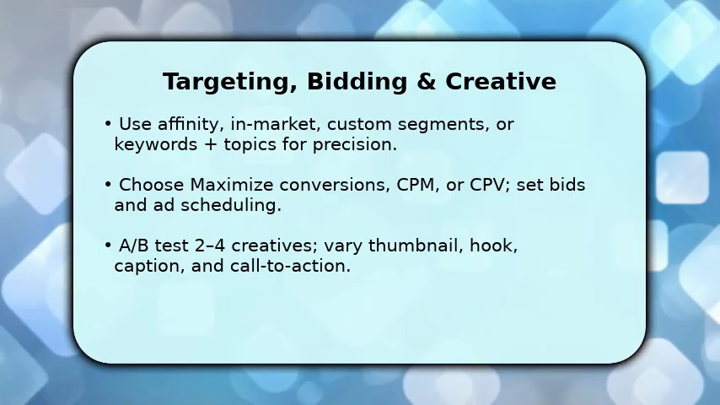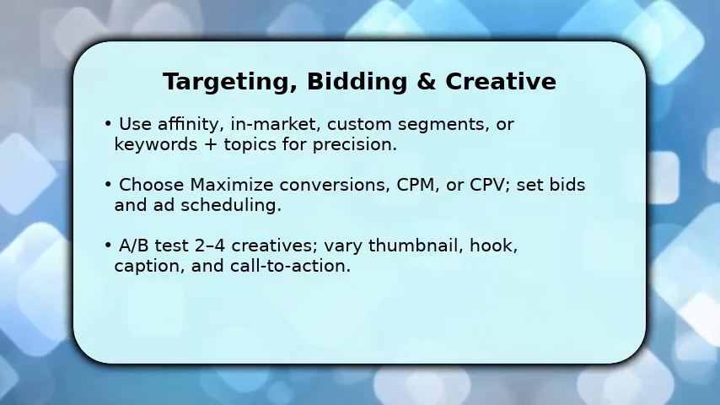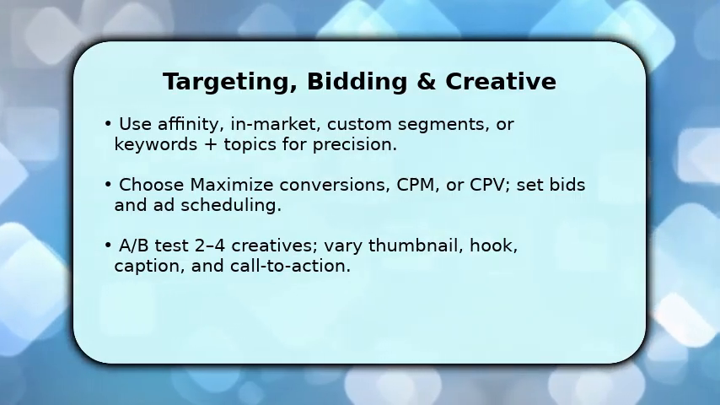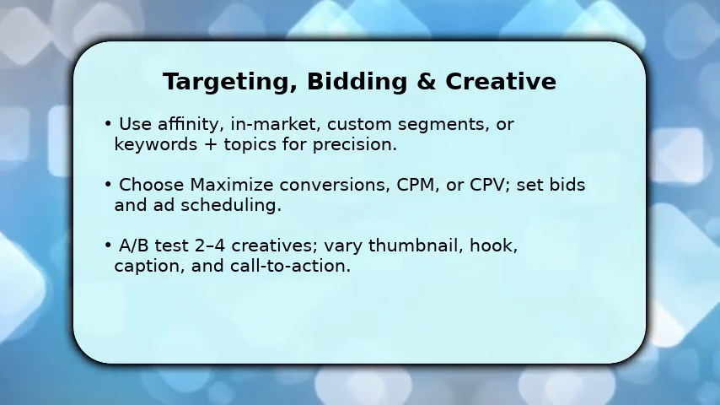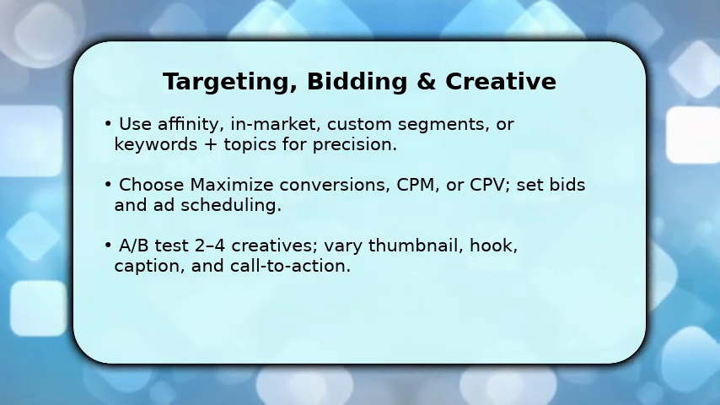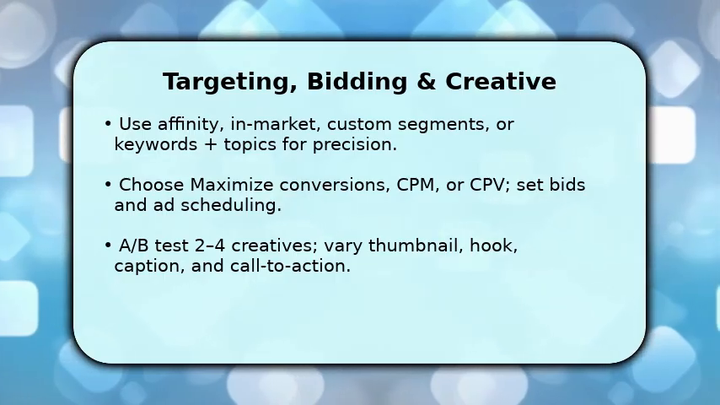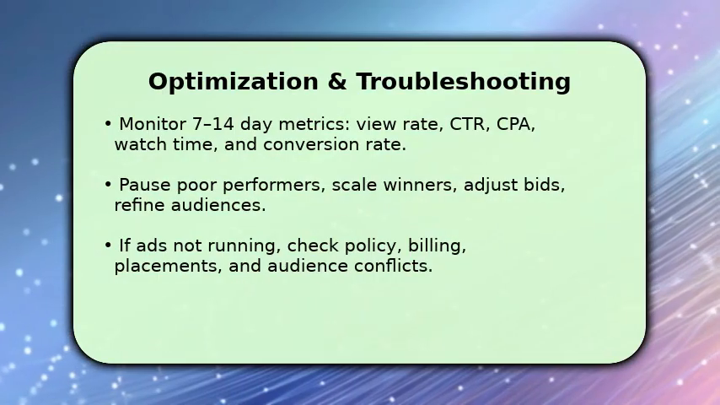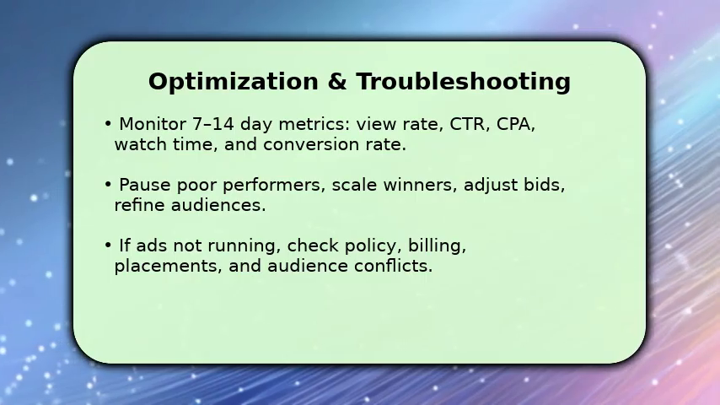Run A/B tests with 2-4 variations, changing hook, overlay text, and CTA. Once you gather initial metrics, finally optimize based on short horizons. Review 7-14-day view rate, CTR, CPA, watch time, and conversion rate to decide changes.